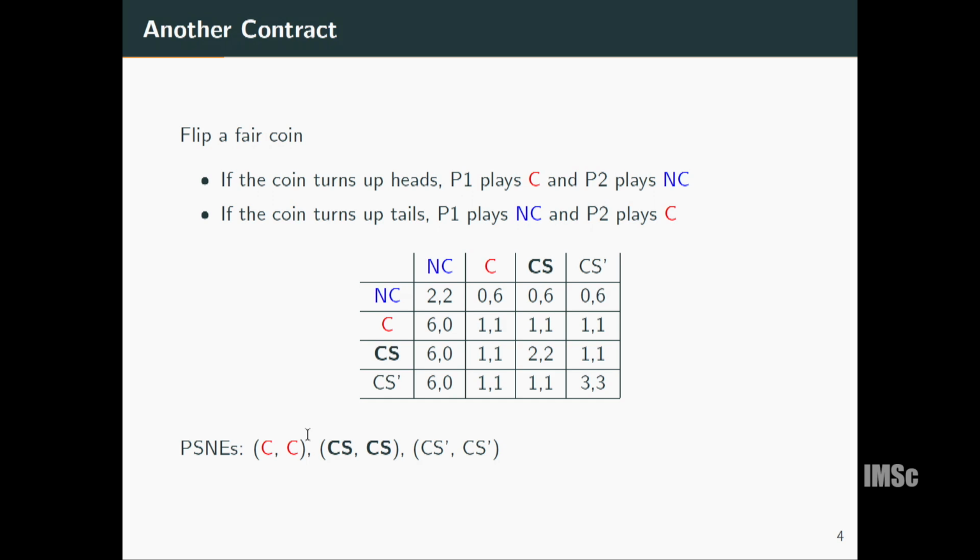What happens in a mixed strategy? You are assigning a probability to individual strategies. For example, player 2 will say, I will play NC with some probability and C with some probability, independent of the other. Whereas in a correlated strategy, you are assigning a probability to each strategy profile. NC comma NC has probability 0, NC comma C has probability 0.5, C comma NC has probability 0.5, and C comma C has probability 0.